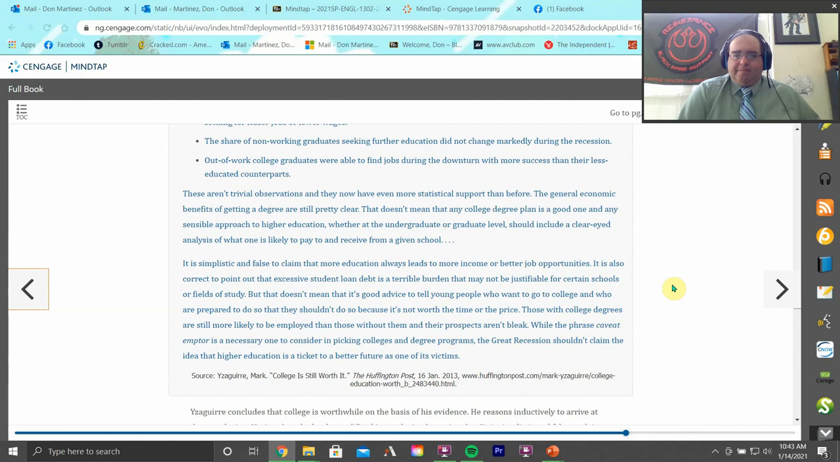But that doesn't mean that it's good advice to tell young people who want to go to college and who are prepared to do so that they shouldn't do so because it's not worth the time or the price. Those with college degrees are still more likely to be employed than those without them, and their prospects aren't bleak. While the phrase caveat emptor is a necessary one to consider in picking colleges and degree programs, the Great Recession shouldn't claim the idea that higher education is a ticket to a better future as one of its victims.